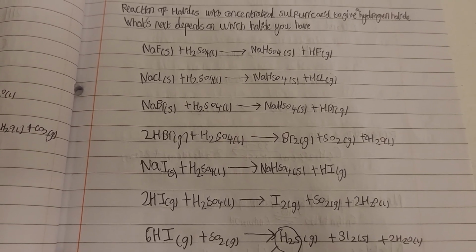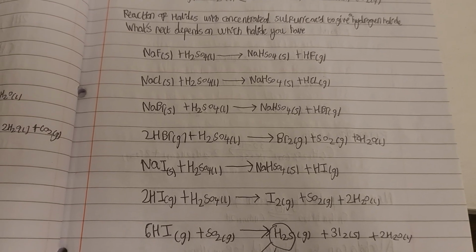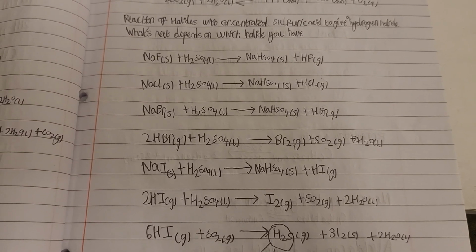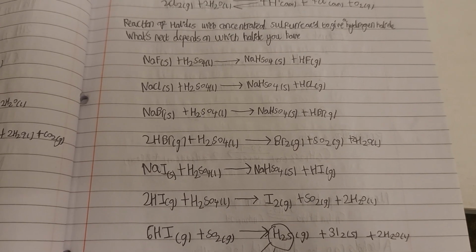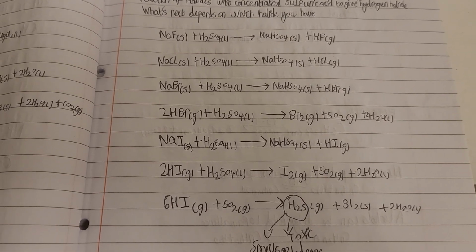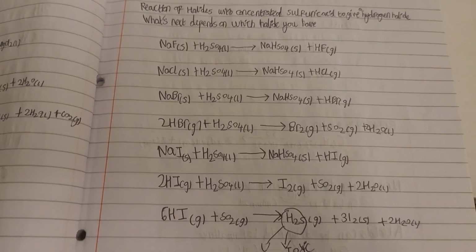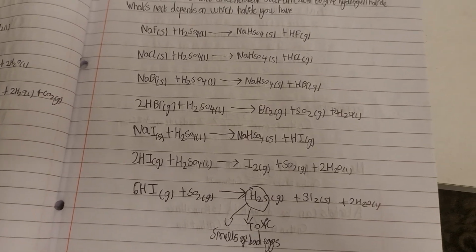And then also 6HI gas plus SO2 gas to form H2S gas plus 3I2 solid plus 2H2O liquid. And the reason I've circled H2S is because that's called hydrogen sulfide, and that is toxic and smells of bad eggs. So those are 2 key facts about it that I think you do need to know as well.